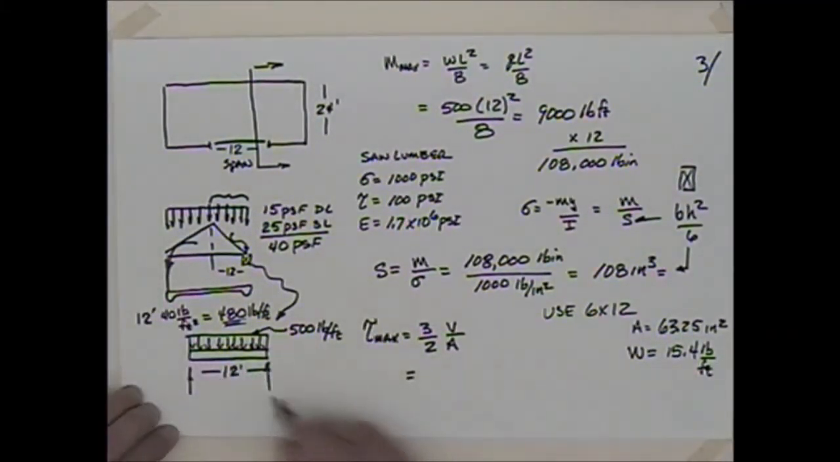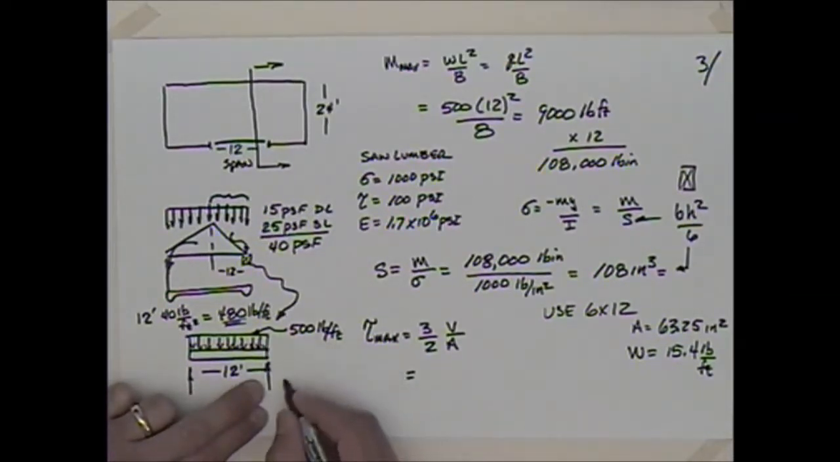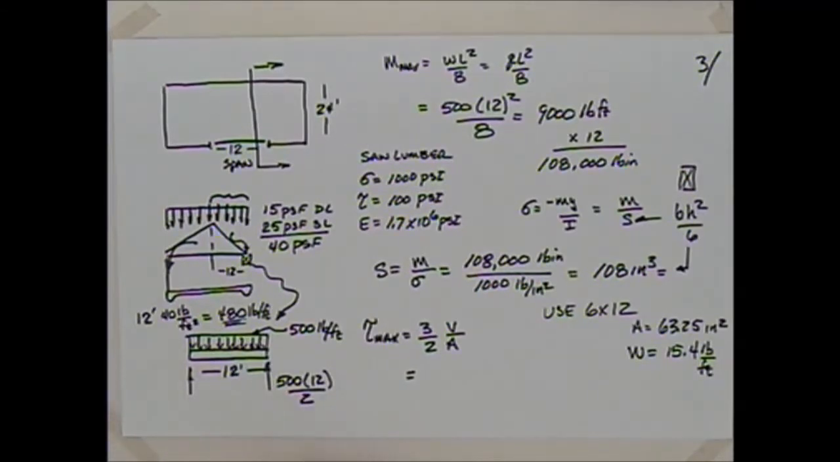So let's look at this. What's our reaction going to be? Well, if I use this 500, I'll say that this would be 500 times 12 divided by 2, right? So what do we come up with? 3,000?